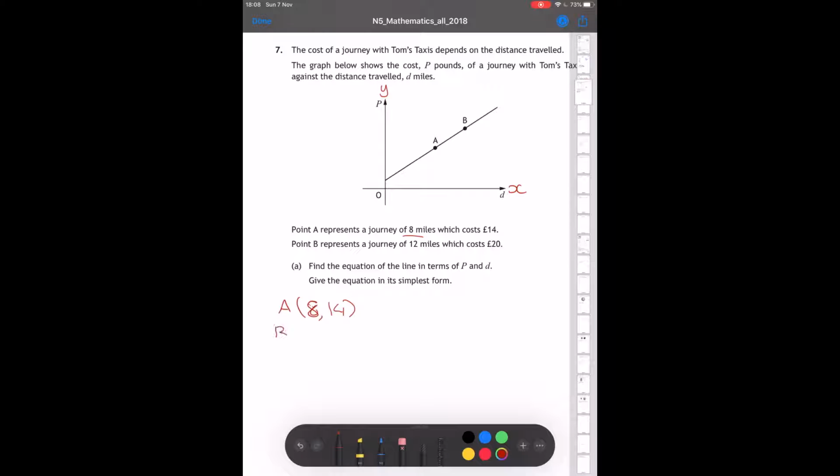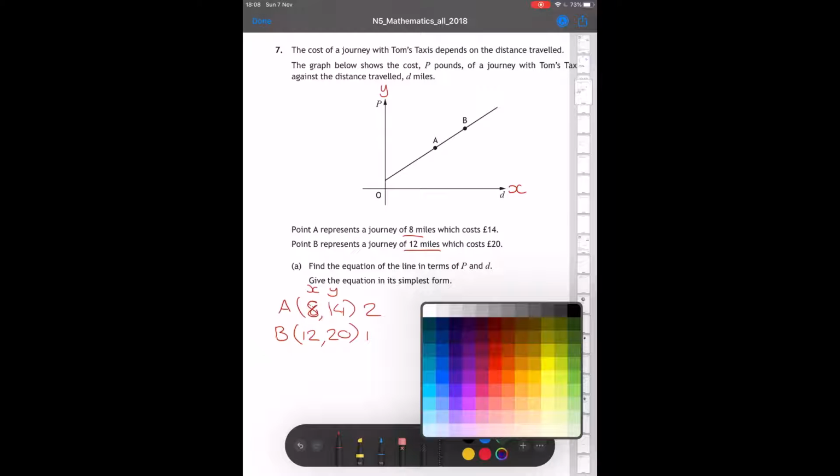Similarly, for B, we go 12 miles, so that's 12 along the x-axis. And it's 20 up on the y-axis. So we can just do x and y. And then I'm going to do 1 and 2.